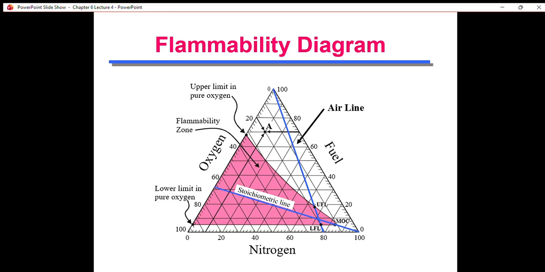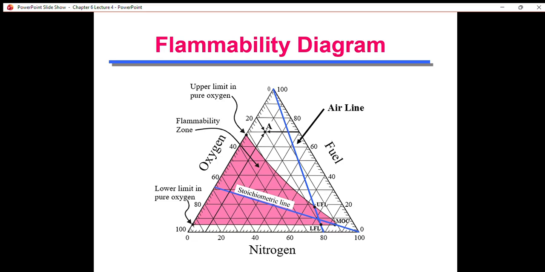you can find the zone, or the area, where you have a combination that will give you a fire, or the concentration profile for the three materials that gives what we call a recipe for a fire. So the flammability diagram, as you can see, has three elements. It's a triangle that has three corners and three elements.